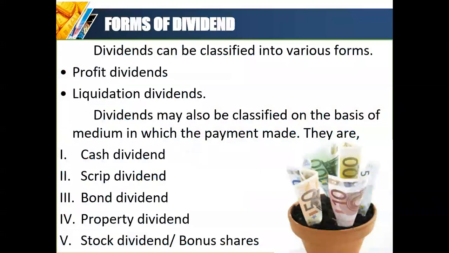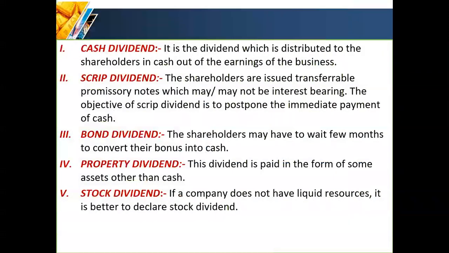Now, what different forms of dividend would I like to discuss? See, dividend can be classified into various forms. It could be equity dividend or preference dividend on the basis of its shares. On the basis of time of payment, it is an interim dividend, final dividend, or special dividend. But here, I am going to classify it on the basis of the medium in which the payment is made. In that, I am going to explain cash dividend, scrip dividend, bond dividend, property dividend, and stock dividend. Let us explain one by one.